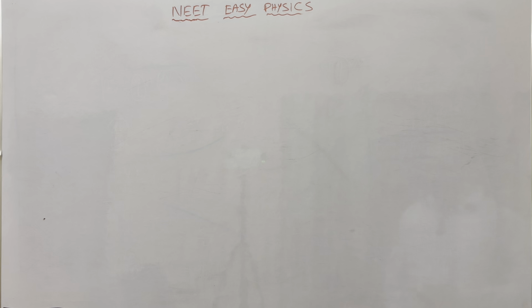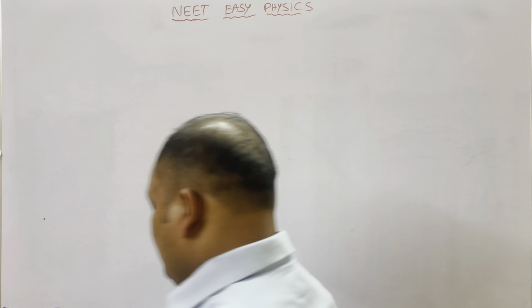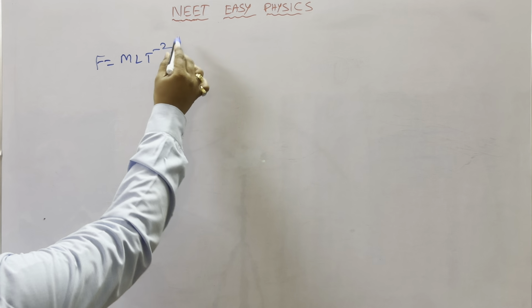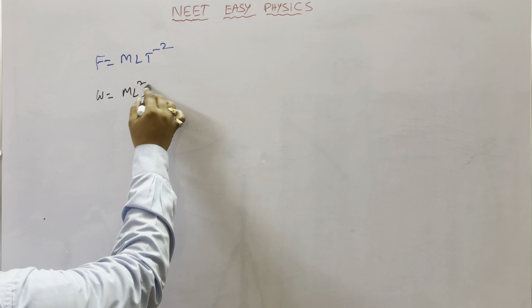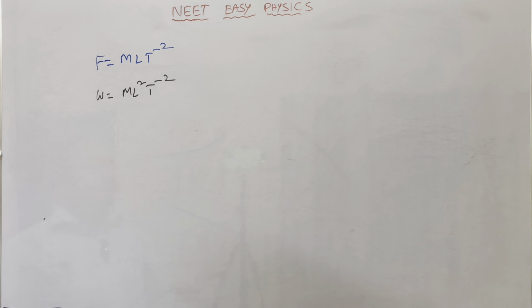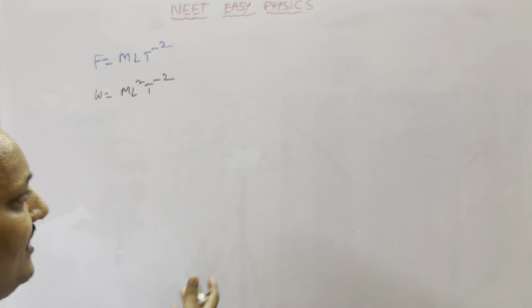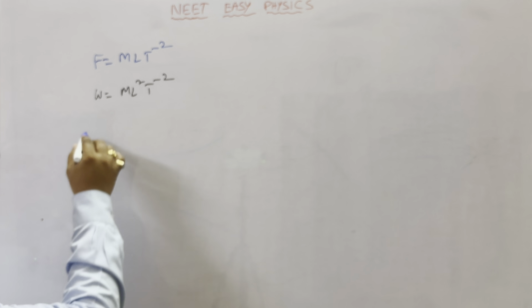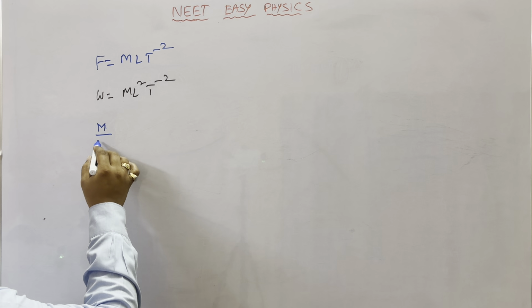Now see how they will ask problems on these dimensional formulas. So force dimension formula, F is equal to M L T power minus 2. Work I am taking, work dimensional formula, M L square T power minus 2. Now see how we are going to get the questions from these dimensional formulas. If you know one problem, you can do so many problems by using this. So what is the ratio of dimension of mass and length?